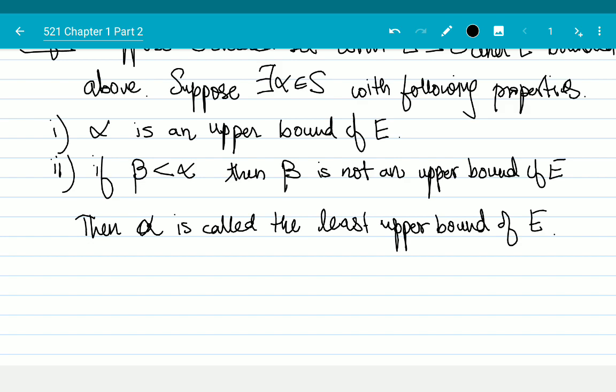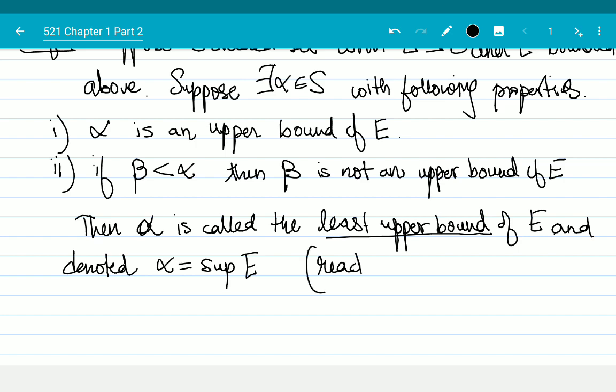I'm not going to prove that there is a unique such bound. Well, take any two, alpha and beta. One of them has to be lower because S is an ordered set. If alpha is smaller than beta, that contradicts beta also being a least upper bound. So there has to be a unique least upper bound of E, denoted alpha equals sup E, read supremum of E.